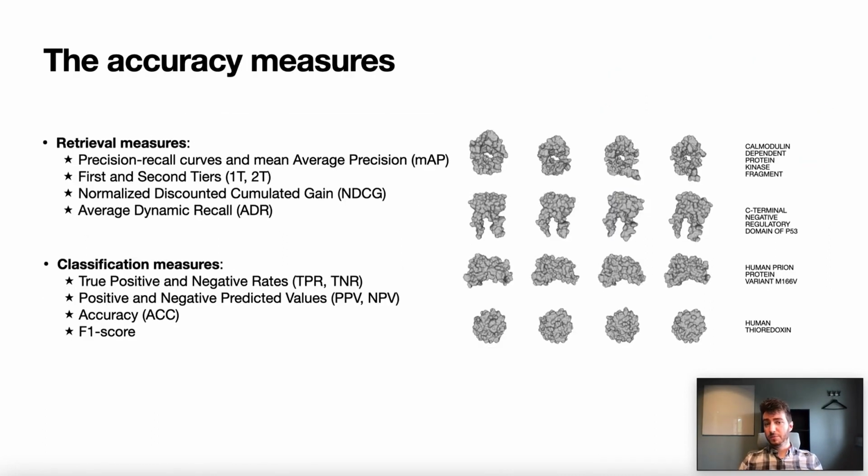We have considered a set of measures to evaluate the performance of methods to identify surfaces representing the same molecule at different times. More specifically, we have considered measures from the shape retrieval community, such as the precision recall curves, mean average precision, first and second tiers, normalized discounted cumulative gain, and average dynamic recall. Moreover, we have considered also classification measures coming from statistics, such as the true positive and negative rates, positive and negative predicted values, accuracy, and the Fisher score.